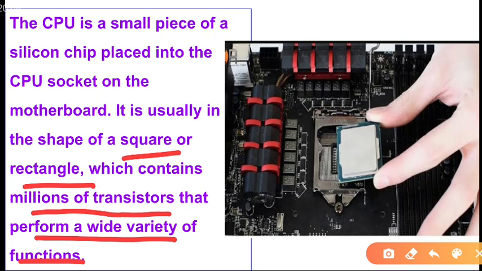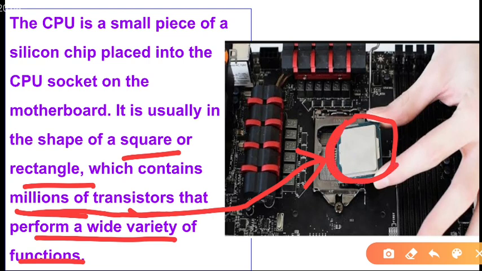So it contains millions of transistors. What contains millions of transistors? This small chip. That's why it is called the microprocessor. These transistors are the small circuits present inside the CPU or the microprocessor, and they are present in millions of quantities in such a small space.